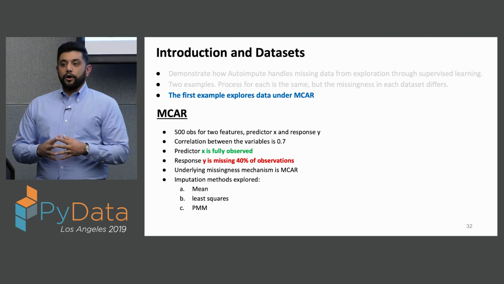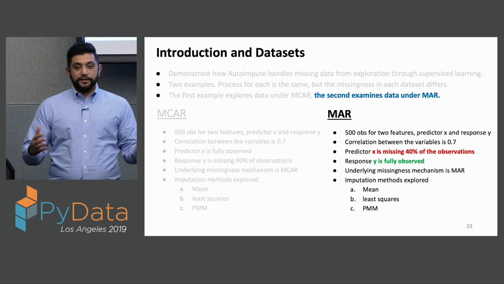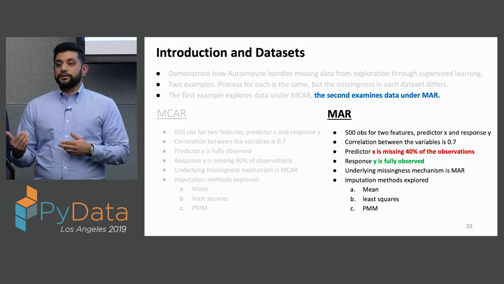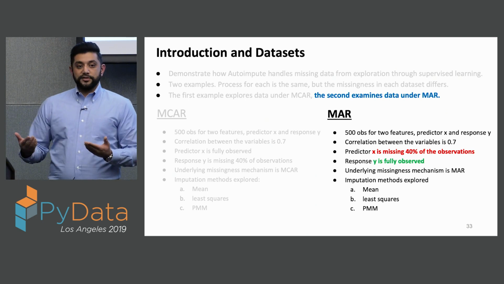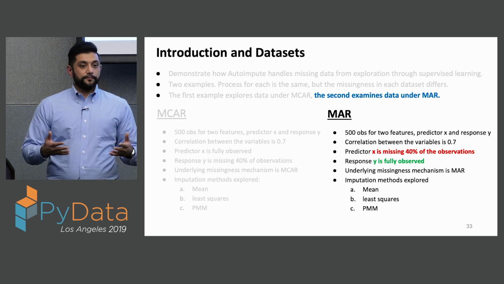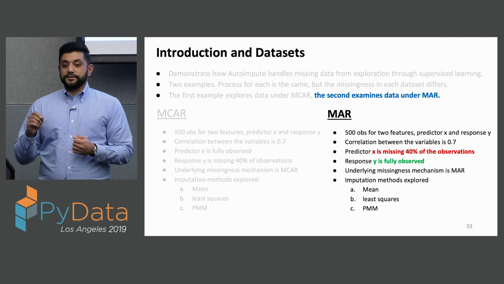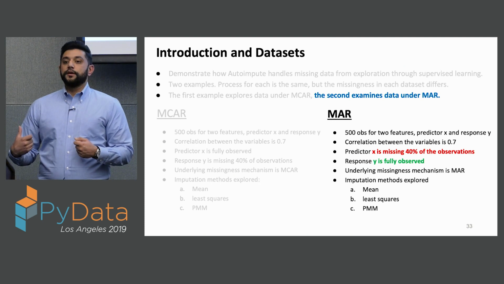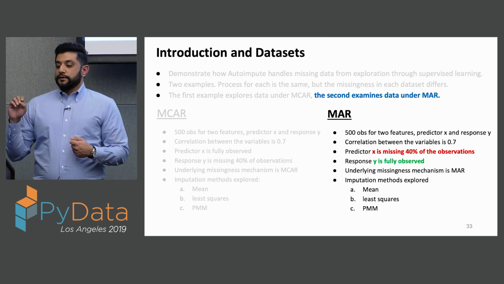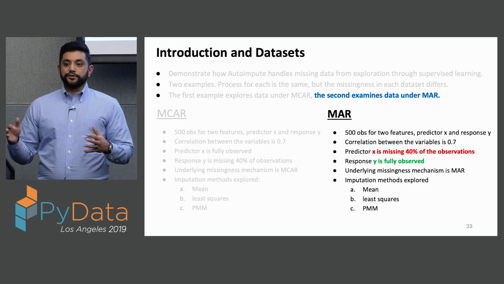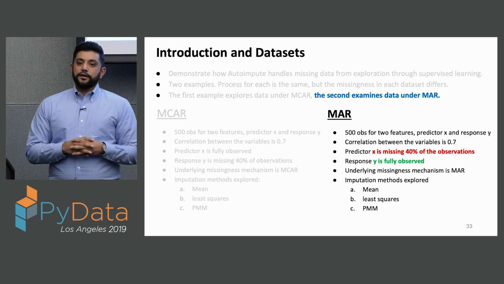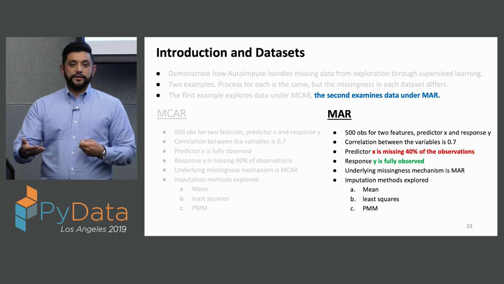The second data set that we'll walk through is missing at random. So same idea, 500 observations that we created, 0.7 correlation, and we created artificial missingness, mimicking missing at random. And the key point here to understand is X is now the missing variable, 40%, and Y is fully observed. And you will see why that's the case. And then we walk through the same 3 imputation methods to show you the difference between MCAR and MAR and how the missing data mechanism actually affects the imputation methods used to impute those data sets.